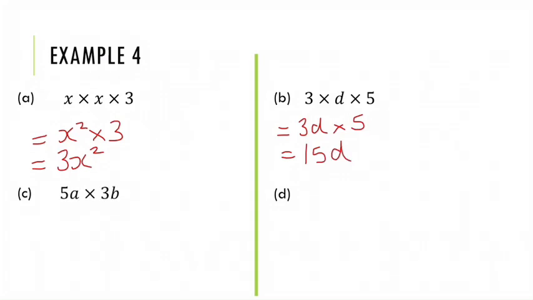In part C I've got 5a times 3b, so I can start by multiplying the numbers together. 5 times 3 gives me 15, a times b is just ab.